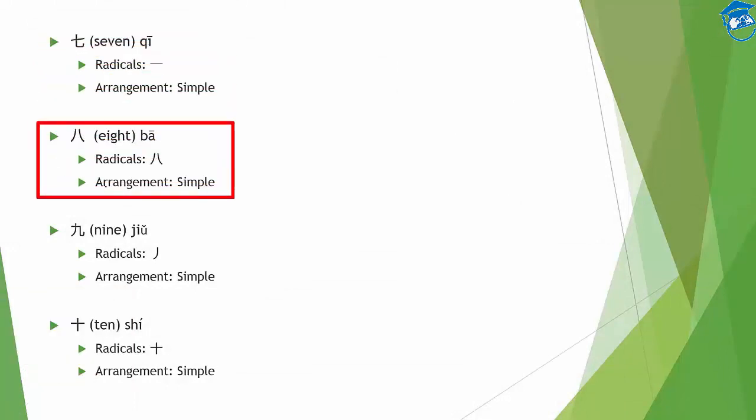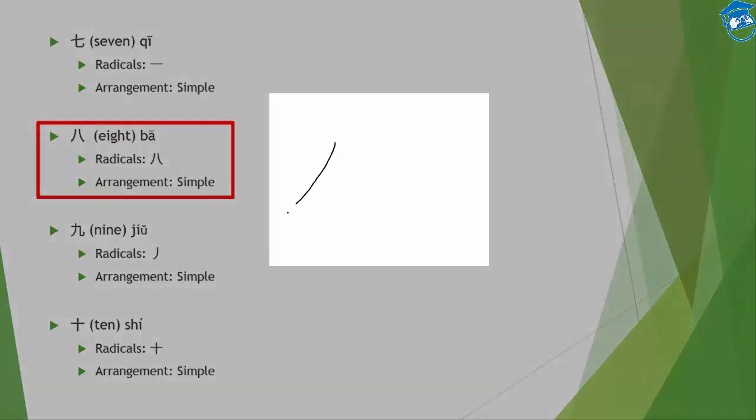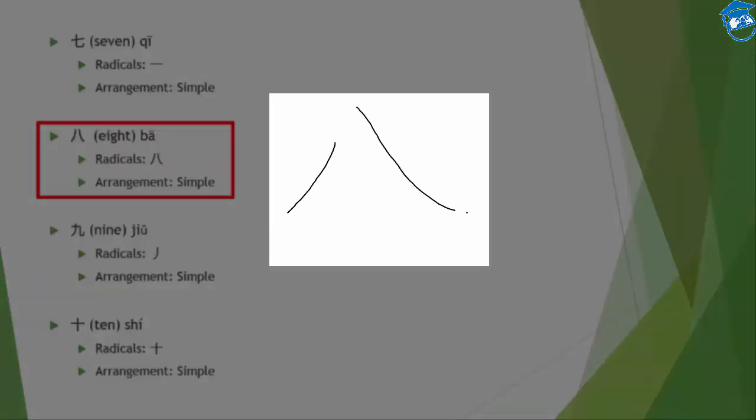Okay, number 8. 八. Just 2 strokes. And the radical is itself. And the arrangement is simple. So here's how to write it. 1, 2. 八.